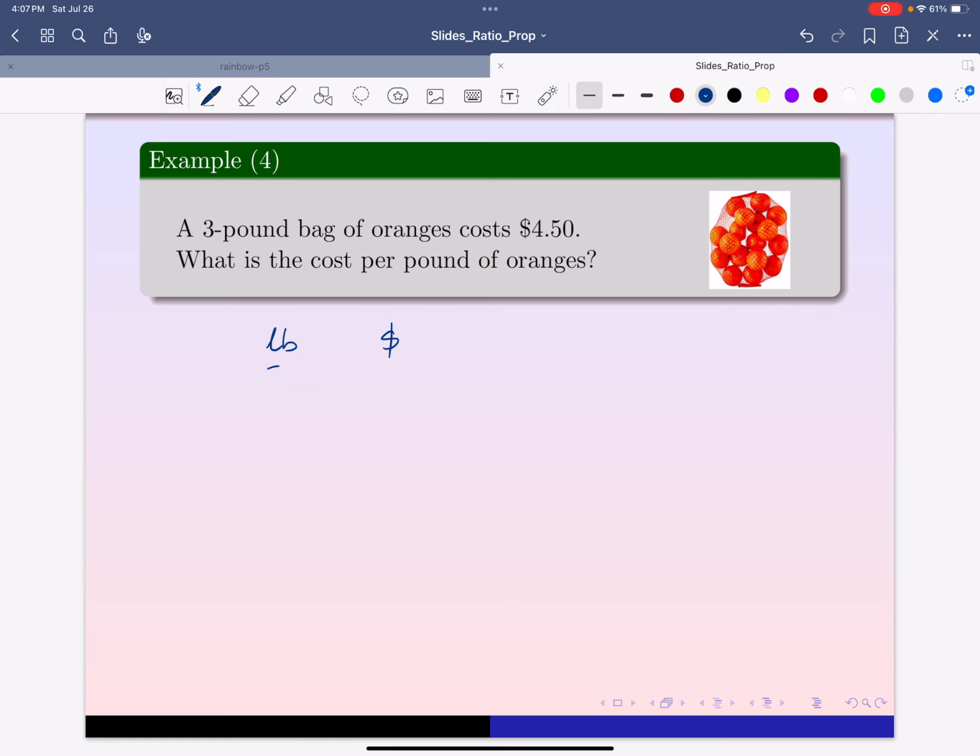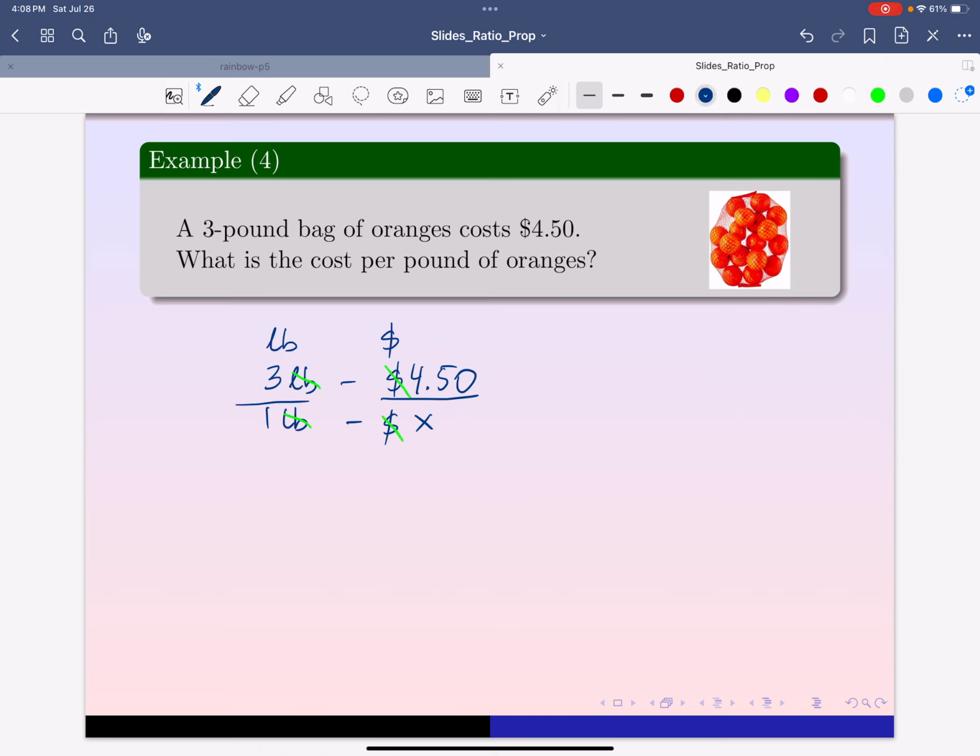So we have 3 pounds that cost $4.50. And now we are asking, what is the cost? That would be my x, and 1 pound of oranges. So 1 pound is my x dollars. If I put division, I have a proportion. So we can cancel pounds and pounds, and dollar amounts and dollar amounts.